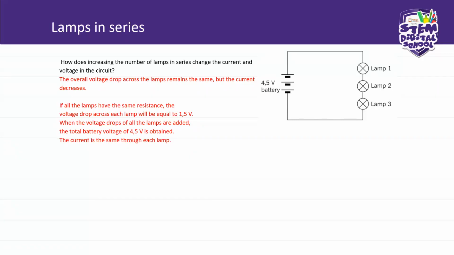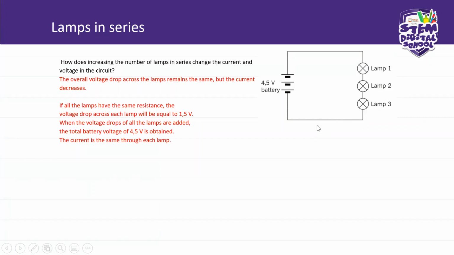So if these lamps are of the same value, they will each take 1.5 volts from these 4.5. They will take 1.5 each if they are equal. When the voltage drops across all the lamps are added, the total battery voltage of 4.5 volts is obtained. The current is the same through each lamp. So the voltage will be 1.5 volts, 1.5 volts, 1.5 volts, if they are equal in value.